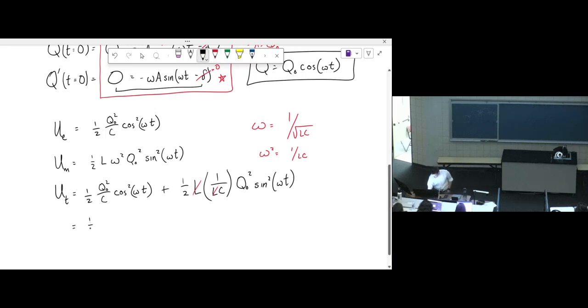So that's 1/2 times Q naught squared over C times cosine squared omega t plus sine squared omega t, and yes, that's just one.